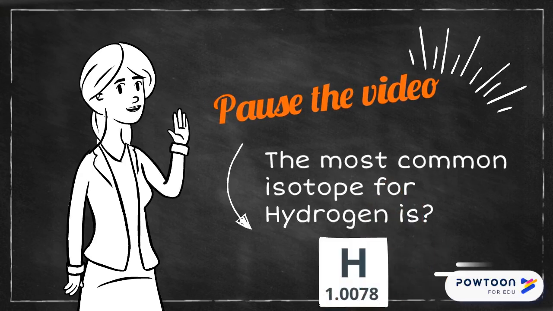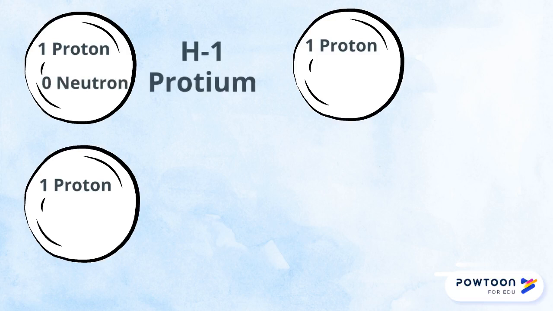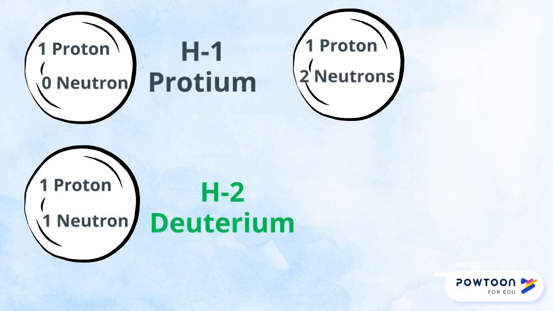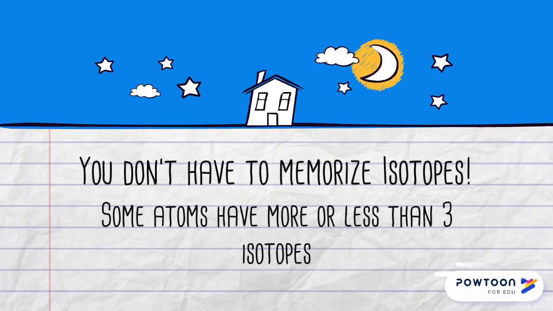The most common isotope for hydrogen is hydrogen-1, H1. This isotope is sometimes called protium. The other 2 isotopes for hydrogen are H2, deuterium, and H3, tritium. It is not expected that you memorize the isotopes for elements, and while the 2 examples used so far, carbon and hydrogen, have 3 isotopes, it is important to realize that not every element has 3 isotopes.